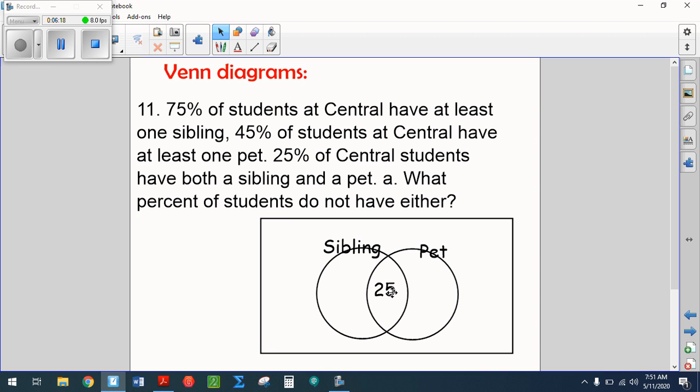Go back to the beginning. 75% of students at Central have at least one sibling. So I need 75 inside the sibling circle. I already have 25. So 25 plus 50 is 75. 45% of students at Central have at least one pet. I already have 25 in the pet, so I need 20 more.